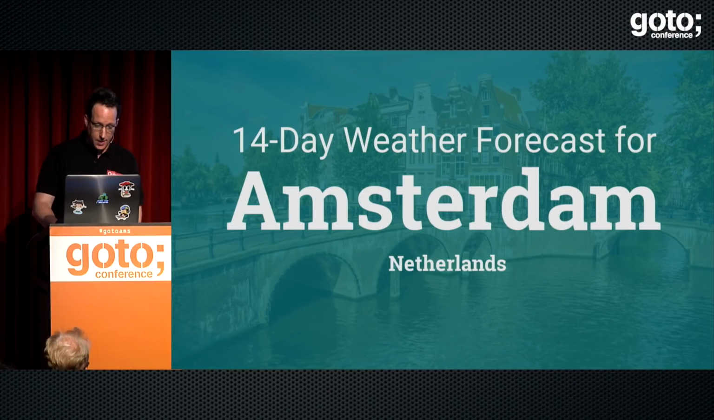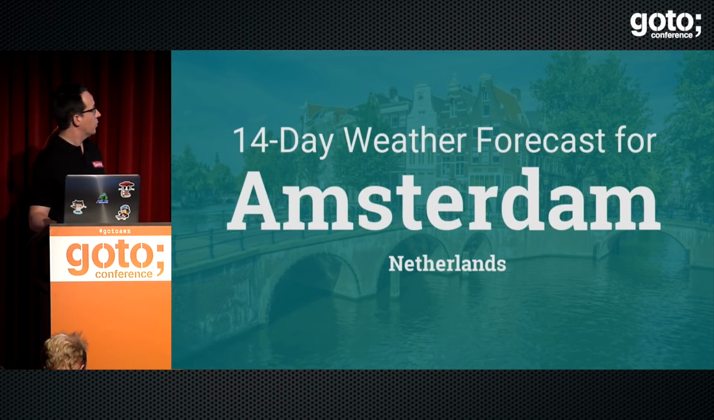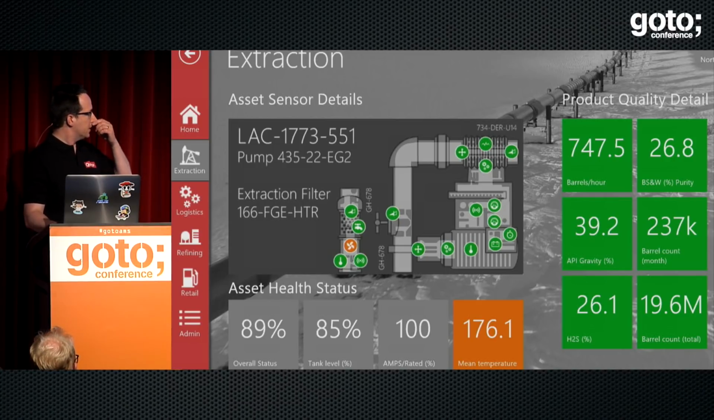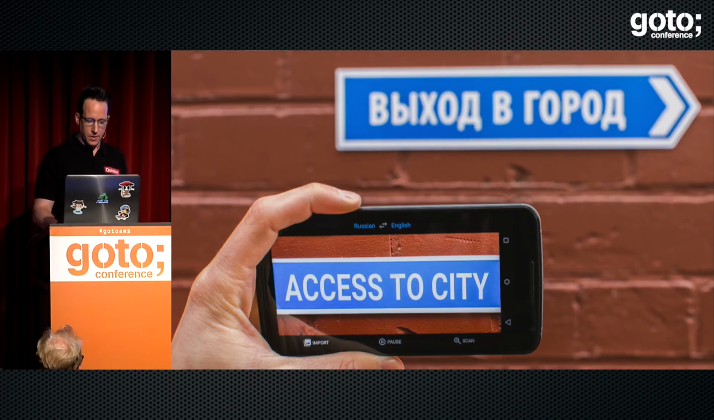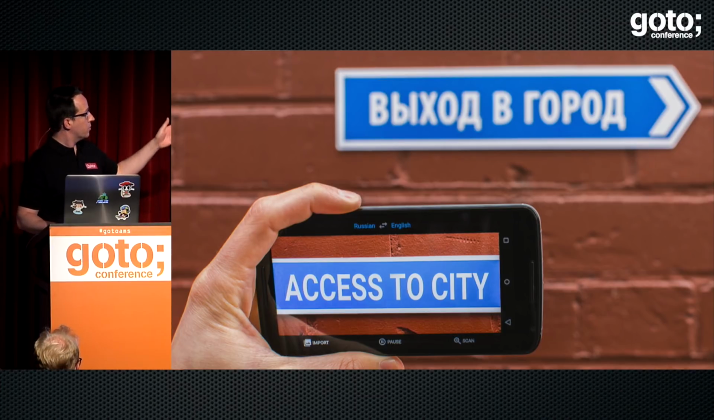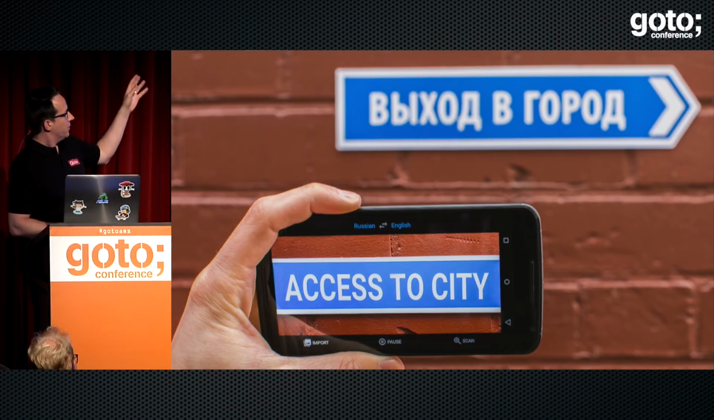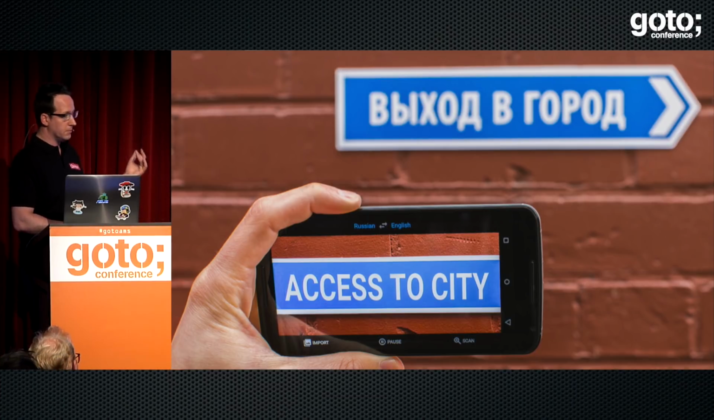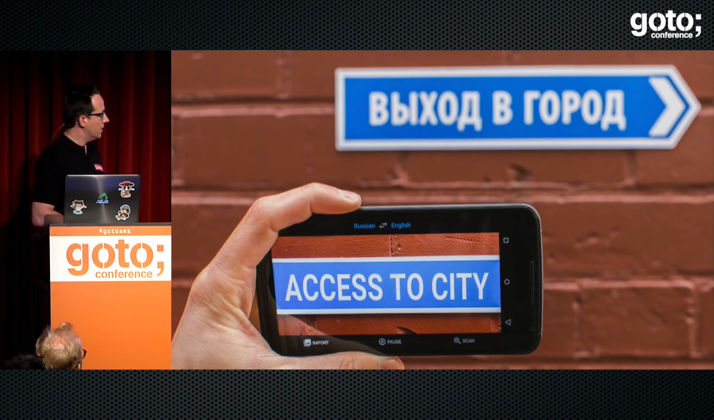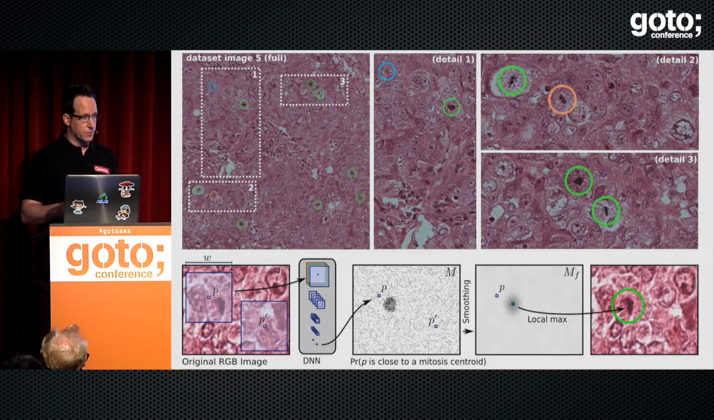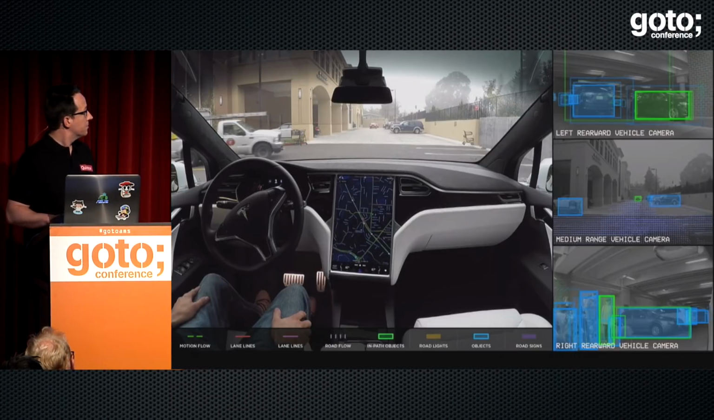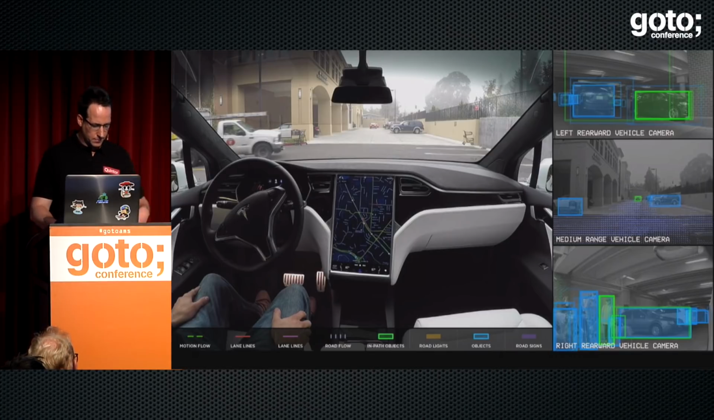So, how is it applied in everyday life? In short, you can see several applications already running with it. Weather forecast for Amsterdam. Here's a filtration system that actually can predict whether or not something is going to fail or something needs attention. Automatic translation, so this is actually several problem domains in one. You have image recognition, then you have translation, then you have to redisplay that translation on the image again. And this is actually cancer detection. So, on a very low level, determining the probability that something may be out of place. Spam filters, of course. And the Tesla car.